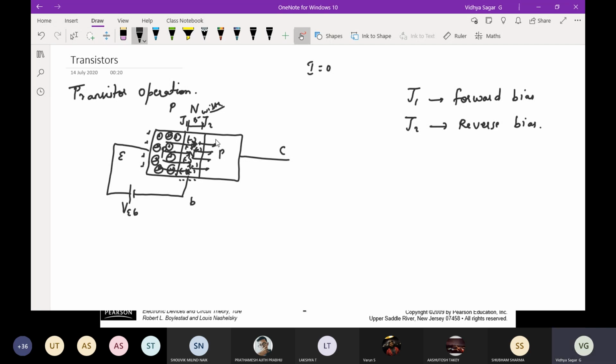Fine. So what is the current? I'm going to call the current entering here alpha times IE. The current due to the forward biased junction J1, I'm going to define as alpha times IE, where alpha is nothing but the recombination factor.